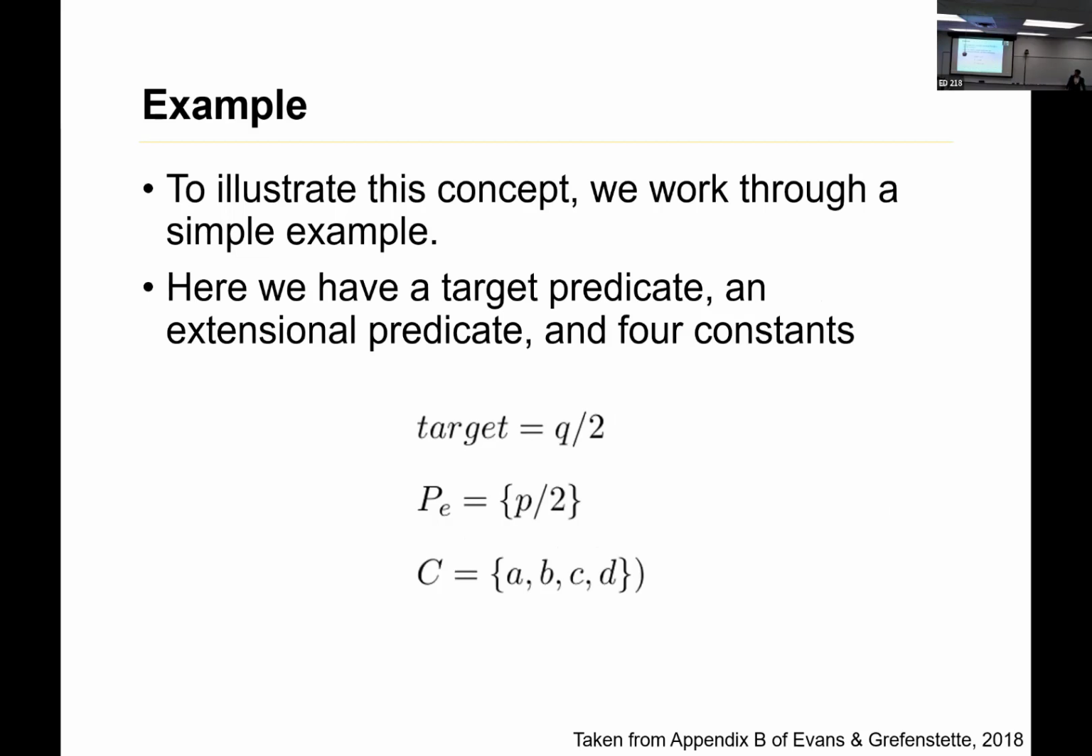All right, so let's make this concrete. Let's give an example. We have a target predicate Q. We have the extensional predicate P, and we have constants A, B, C, and D. This is pretty much it. The number after the slash is the number of arguments for the predicate.